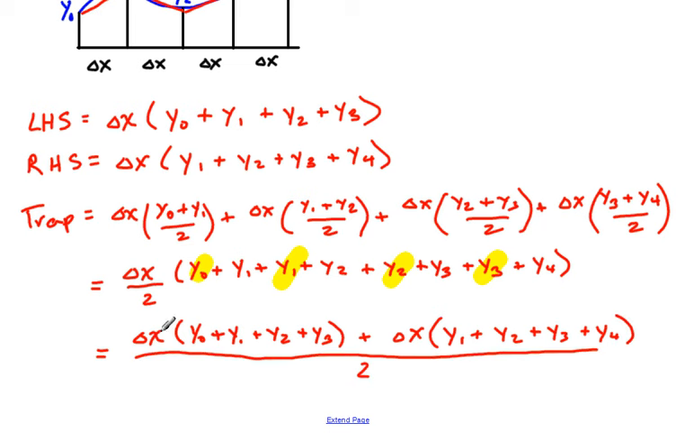So let's just convince ourselves that these are the same. I would take delta x times every one of these. Same thing here, delta x times every one of these, right? And then I'm dividing the whole thing by 2.